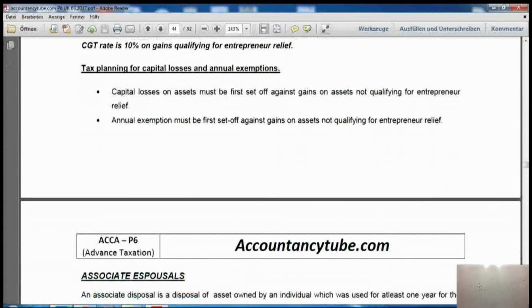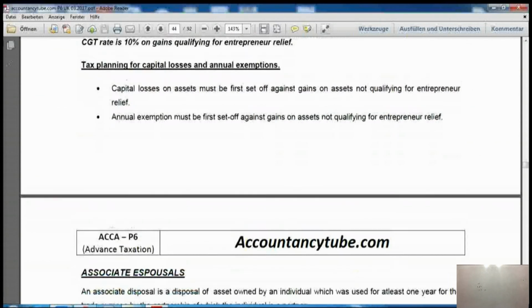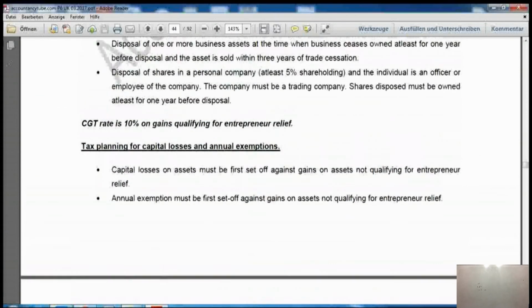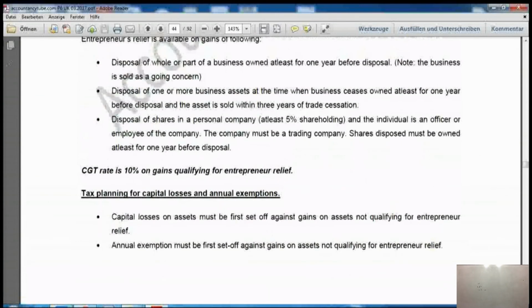For tax planning purposes, if you just see beneath that, tax planning for capital losses and annual exemptions. It's very, very important. Please make sure you read it carefully. Now, capital losses on assets must first be set off against assets not qualifying for entrepreneur relief. Now, we have learned the losses. We know what losses are. We know trading losses, but there is something called capital losses. Capital losses are simply losses which you made on capital assets.